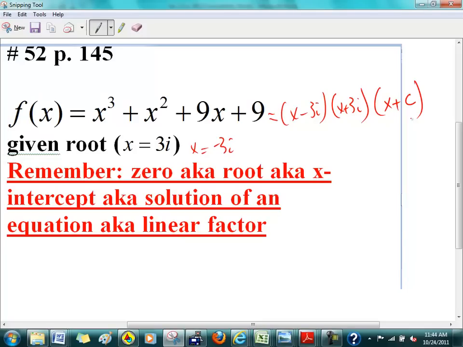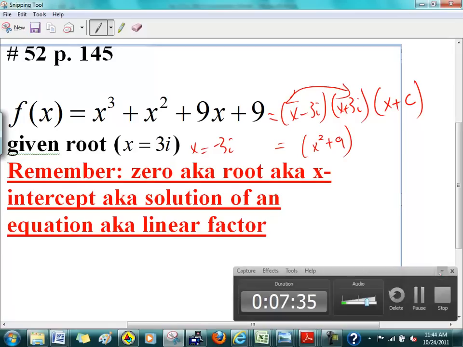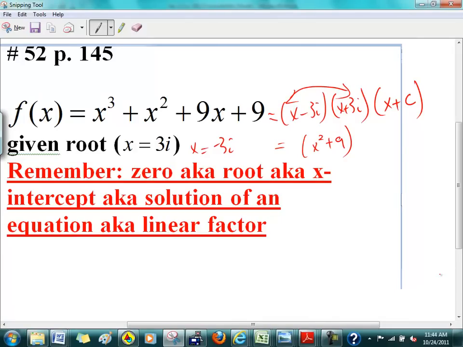Now for a problem like this, it's probably best to just foil these guys out. And I'll write it down as x squared plus 9. Everybody catch up with me on that, please. I'll give you a minute to catch up. Always, yes, good. Okay, is everybody okay with me foiling x minus 3i and x plus 3i? Did everybody get x squared plus 9?